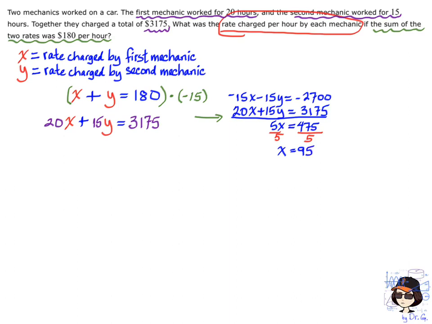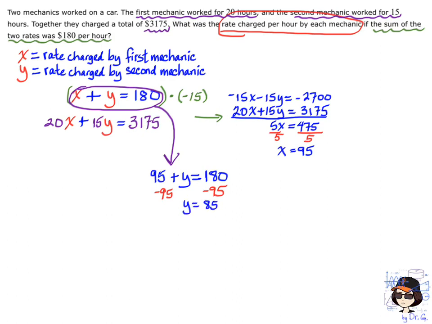So now we take that number and we go back to one of the two original equations, and I like the first one, it's simpler, and I plug in 95 for x, and now I'm going to solve that for y. So subtract 95, and I got y equals 85. So I'm not quite finished. Always remember to answer the question.